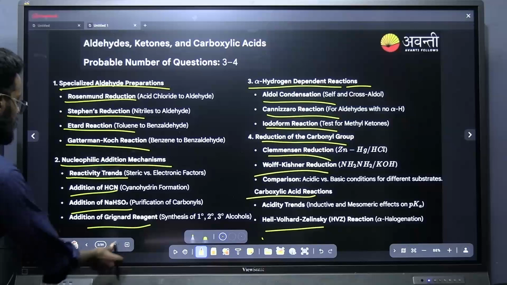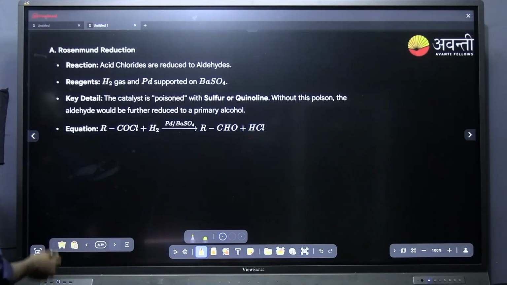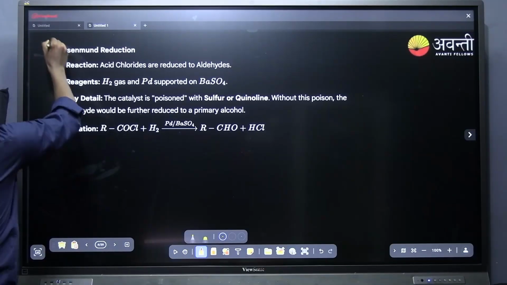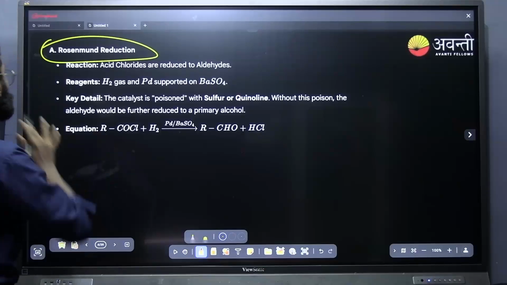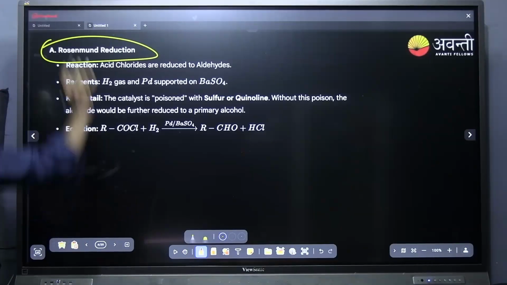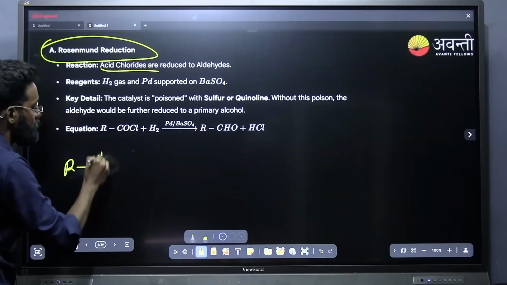We can start everything one by one. First is the preparation of aldehyde and ketone. First one is Rosenmund's reduction reaction. Dear students, Rosenmund's reduction reaction is very easy. Why is it easy? Just take acid chloride.